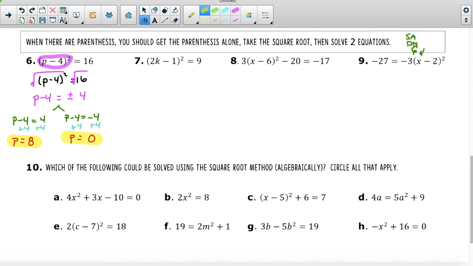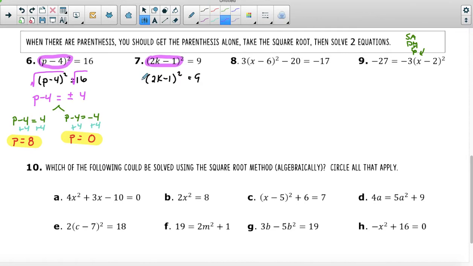So what we did was we got the parentheses alone, and then we were able to solve two different equations. On question 7, we're going to find the parentheses and the exponent. We look to see, is there anything we can add or subtract away from the parentheses? There's not. Can we multiply or divide anything away from the parentheses? There's not. Now we can get rid of the exponent. So I'm going to rewrite this as parentheses 2k minus 1 parentheses squared is equal to 9.